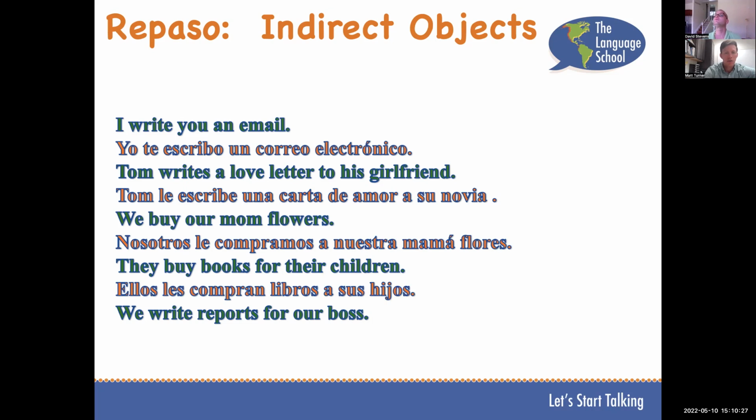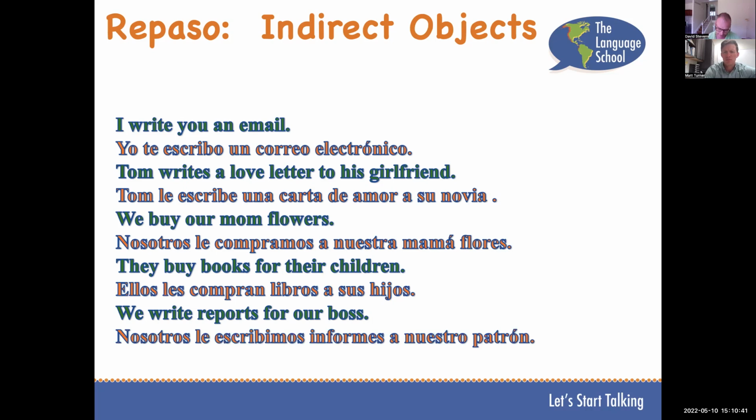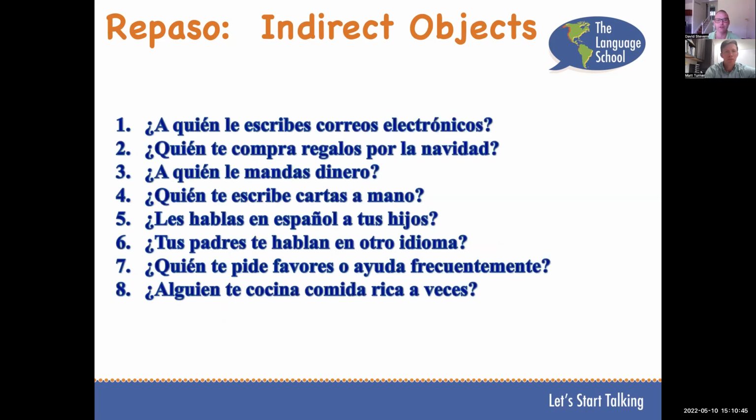We write reports for us. Nosotros le escribimos los informes a nuestro jefe o nuestro patrón. Okay, bien. Muy bien, Mateo.